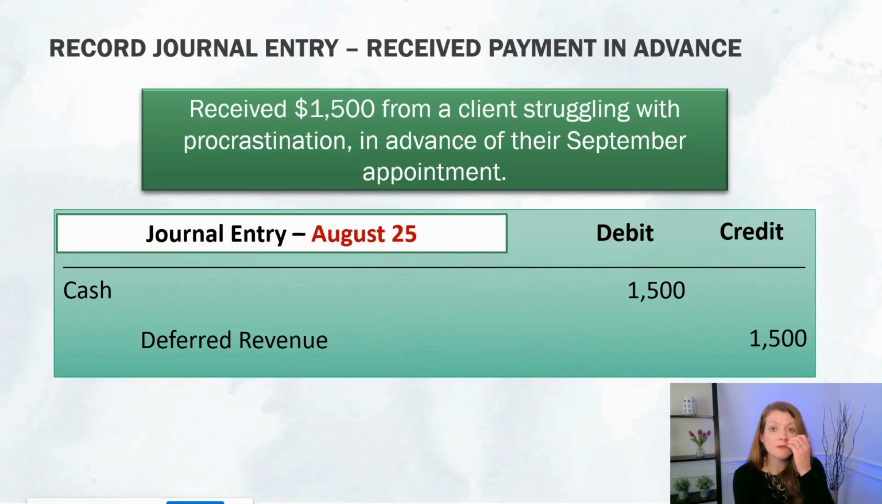Now, in September, when we actually do provide the services for this client, we will debit the liability, deferred revenue, and we'll credit revenue, service revenue.